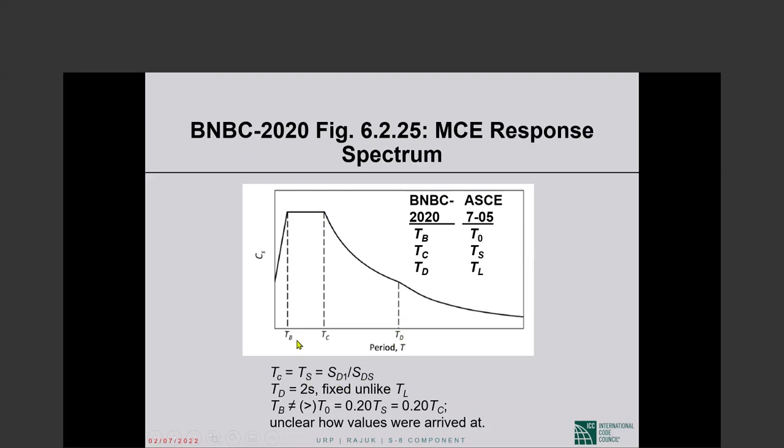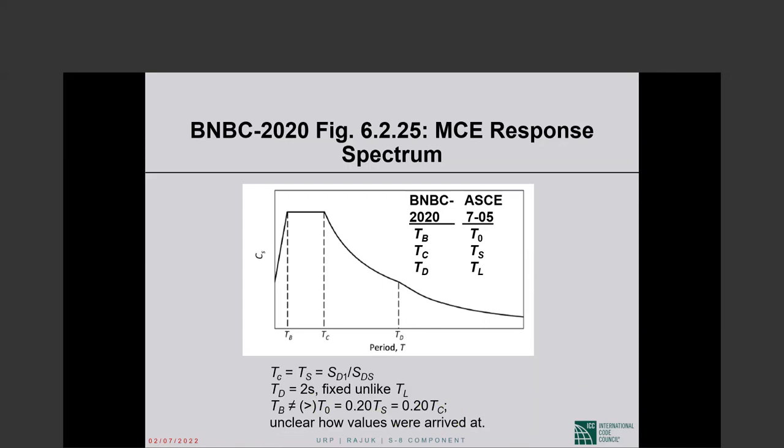The T sub B is, I find, kind of interesting. So T sub 0, the counterpart of T sub B, is simply 20% of T sub S. ASCE 7 tells you that. T sub 0 is equal to 20% of T sub S. And T sub S is equal to T sub C. But T sub B is not equal to that. T sub B is typically greater than that. And how the T sub B values were derived, I do not quite know. But I did want to present this to you.